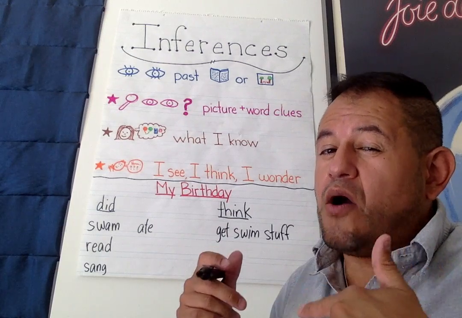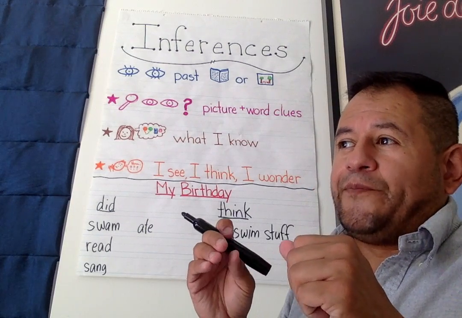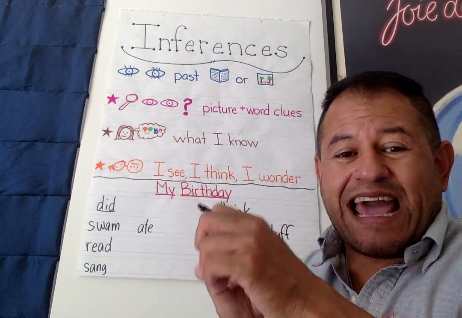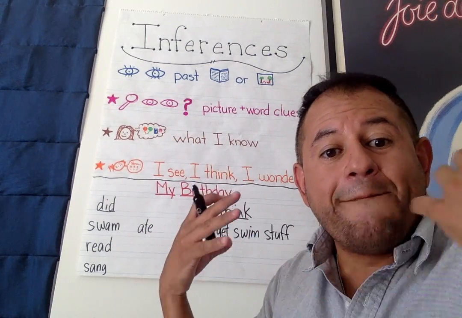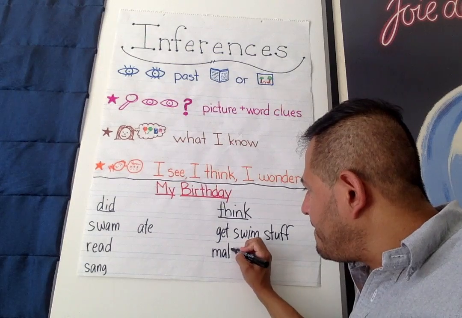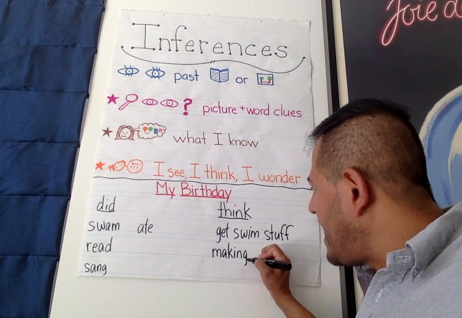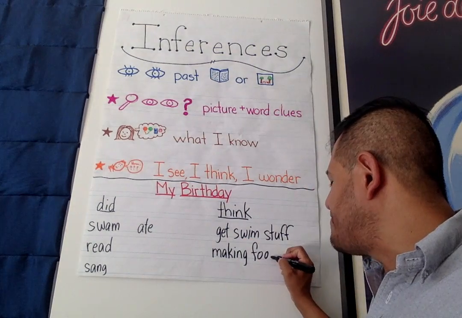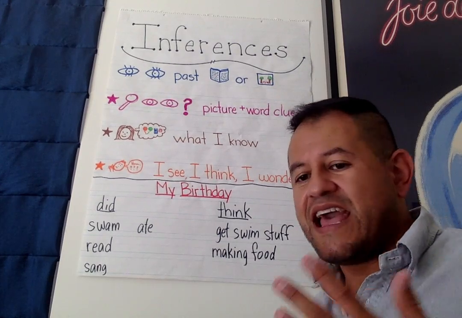I'm going to tell you now that I got the ingredients and I cooked the ingredients. So I made the cupcakes. So I'm going to say making. I'm going to say the food because it was for my lunch, breakfast, and dinner, and the cupcakes.